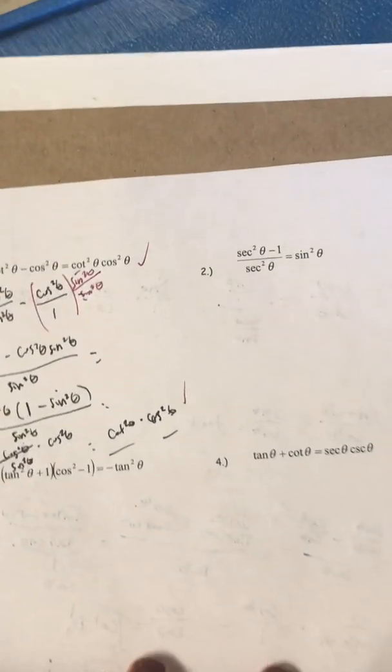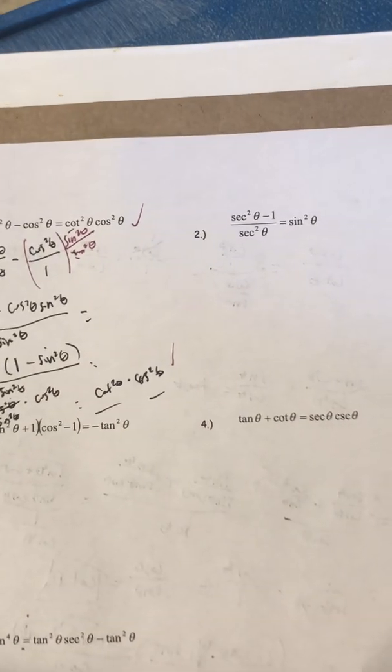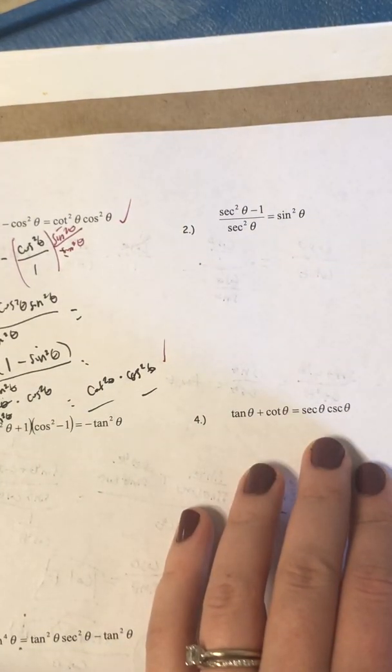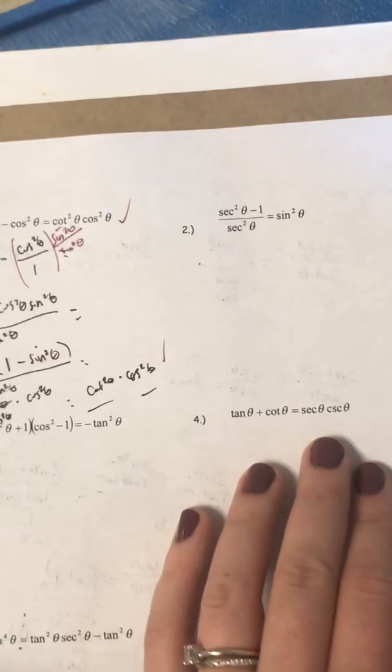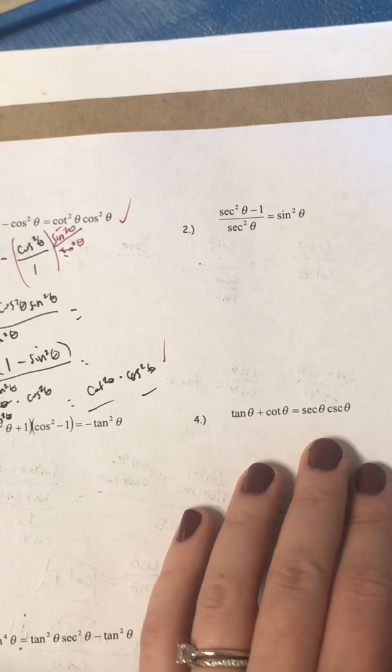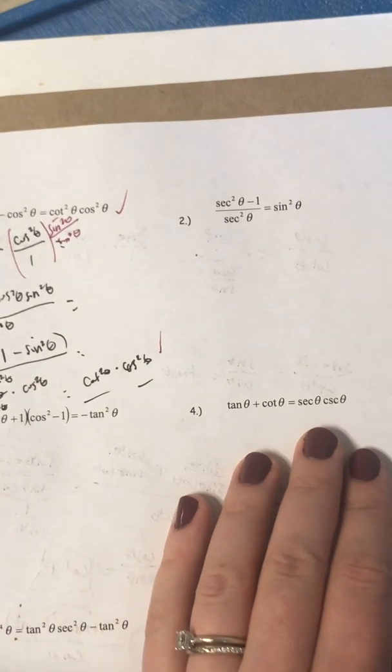All right, let's go ahead and try another one. Okay, so I see that I have secant squared minus 1 over secant squared of theta is equal to sine squared. So it looks like I'm gonna have to eventually turn these things into sine and cosine.